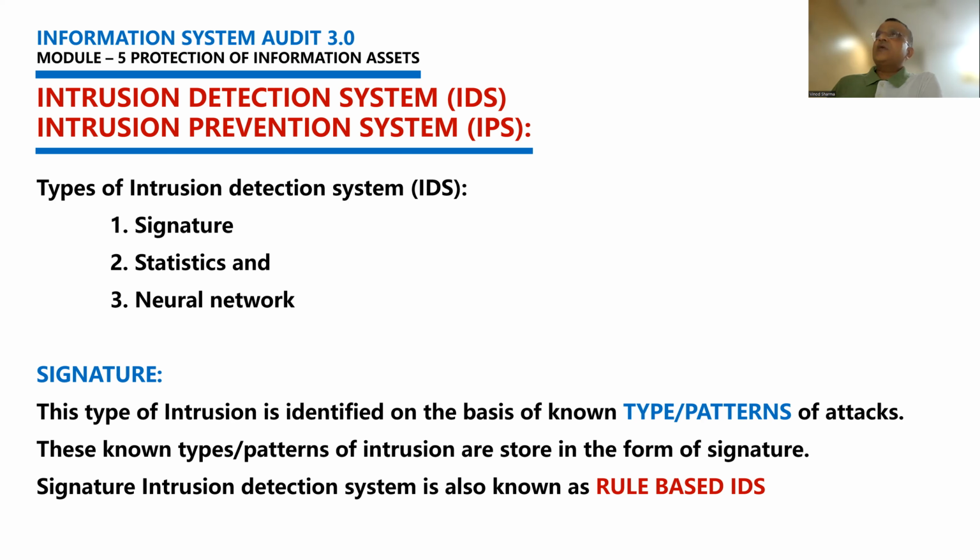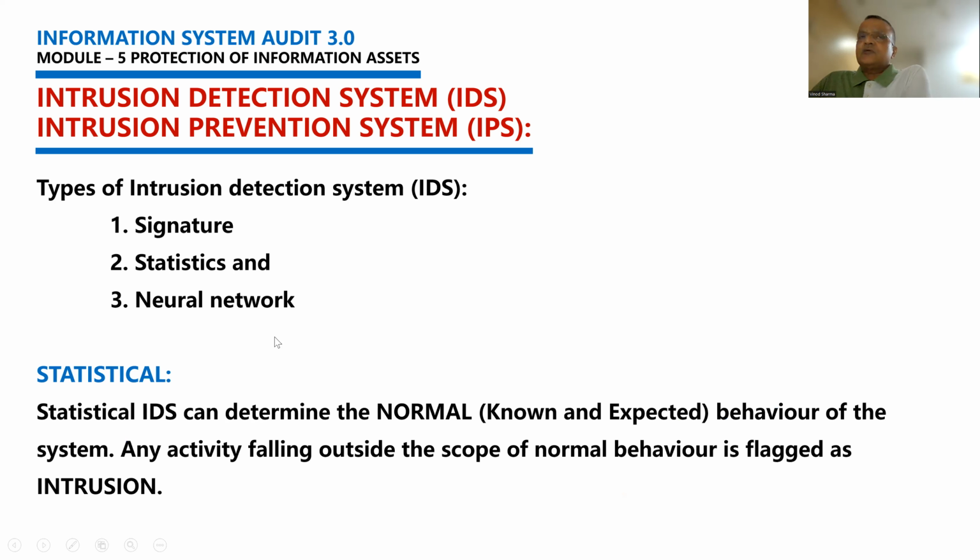So next time when any intrusion activity happens, that type or pattern of intrusion activity is checked against the database of signatures, and based on matching the pattern with an existing signature, defensive actions are initiated. That's the purpose of a signature. A signature is, you can say, an imprint also. Now, statistical IDS can determine the normal, known, and unexpected behavior of the system.